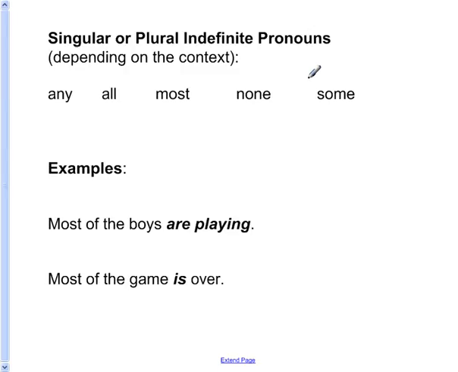Now, there are some indefinite pronouns that can be either singular or plural, depending on the context. And we'll look at a couple of examples, but here they are. Any, all, most, none, and some. They may be singular or plural. You have to look at the context of the sentence. So, examples.